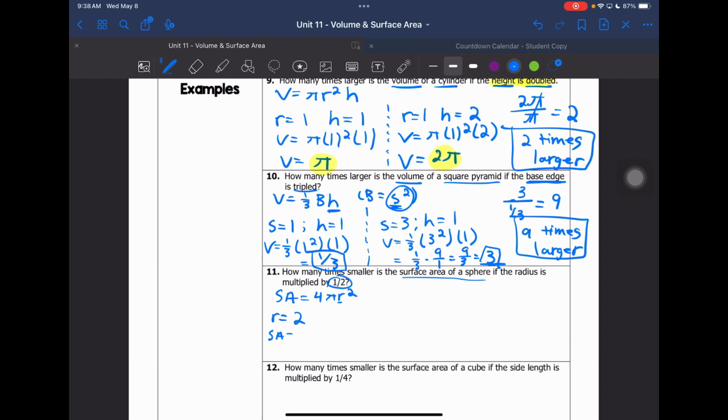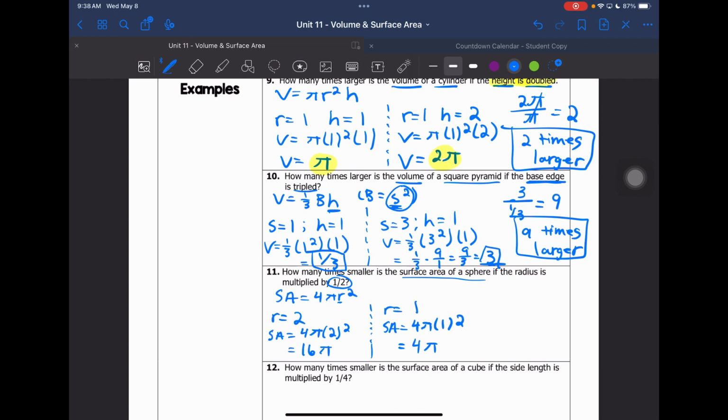So what would the surface area be with a sphere that has a radius of 2? 4 pi times 2 squared. 2 squared is 4, so 4 times 4 is 16. So you're left with 16 pi. And if you take the radius in half, the new radius would just be 1. So what is 4 pi times 1 squared? 1 squared is 1, so 1 times 4 is just 4, you have 4 pi.